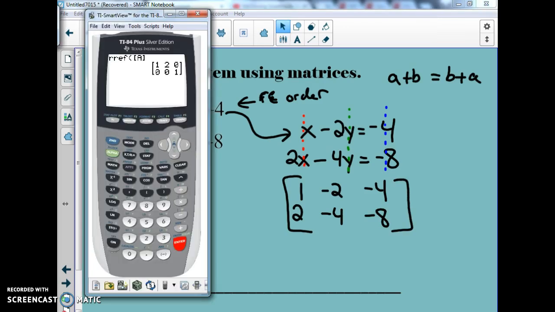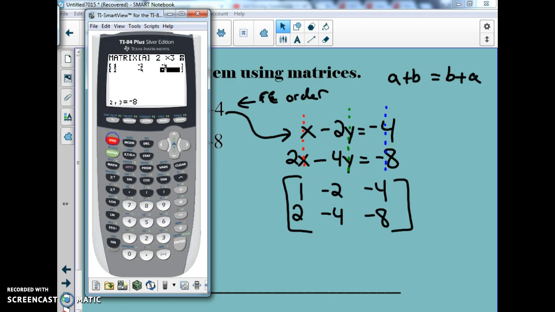It's a 2 by 3 matrix, so I won't have to change anything from my previous problem. So again, second, x to the negative first, scroll over to edit, hit enter, and let's go ahead. It's 2 by 3, so I can enter a couple times and start entering in my matrix. 1, negative 2, negative 4, 2, negative 4, enter, and negative 8, enter.